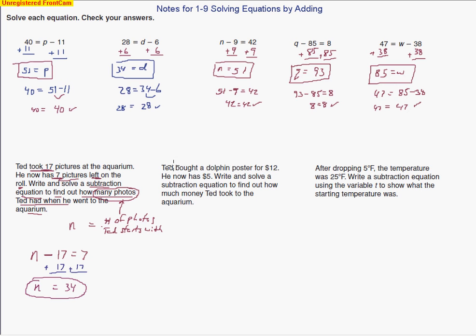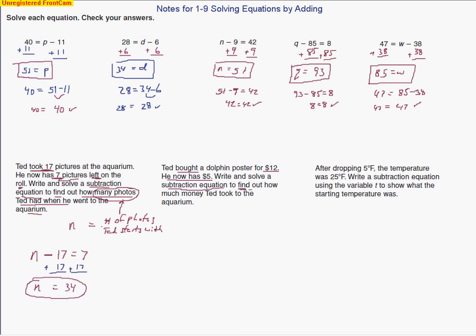We're going to do the same sort of thing here. We're going to come up with a variable to represent an unknown, and then write an equation. So Ted bought a dolphin poster for $12. Okay, he bought something. So what does that mean? Does that mean we're adding something to what he had, or subtracting it? We've got to think about that. We'll come back to that. He now has $5. I'm going to write and solve a subtraction equation to find out.